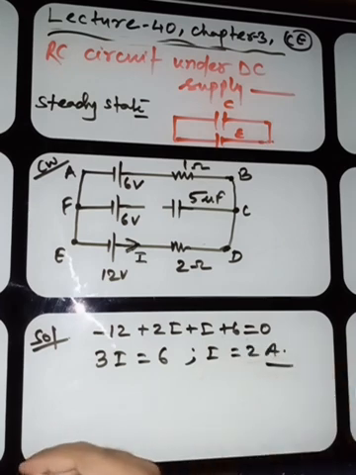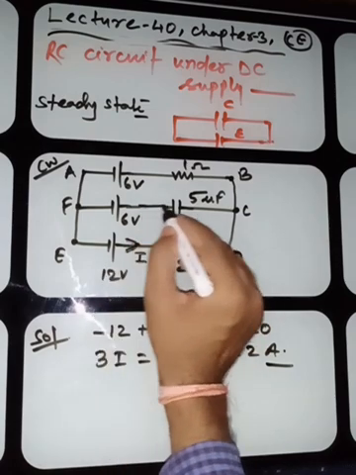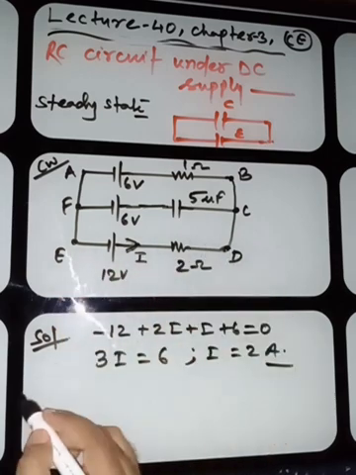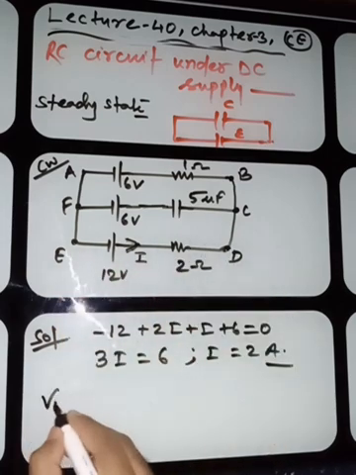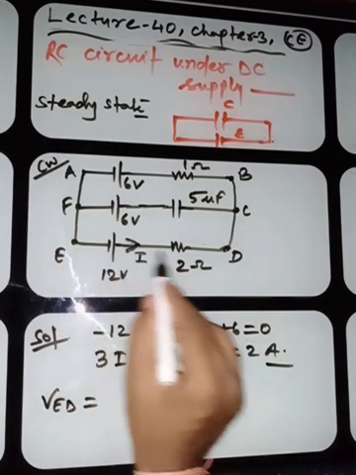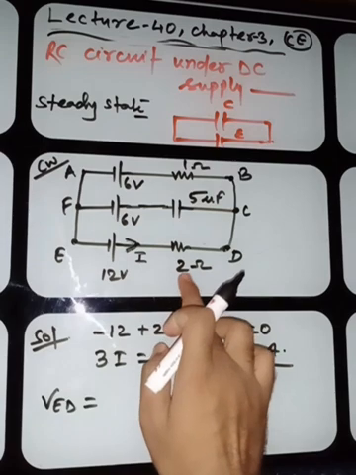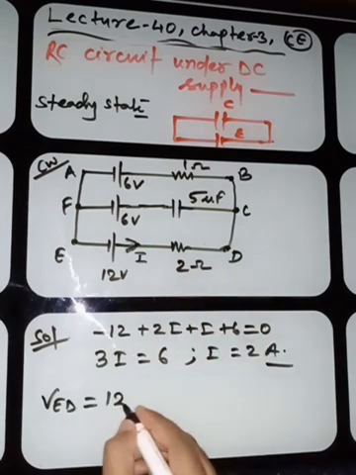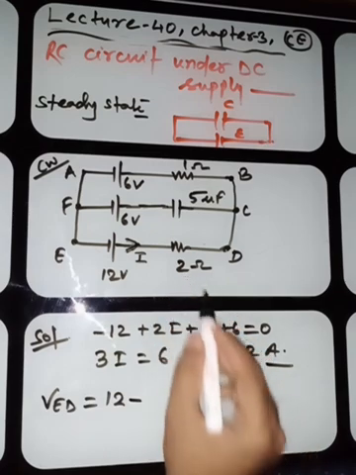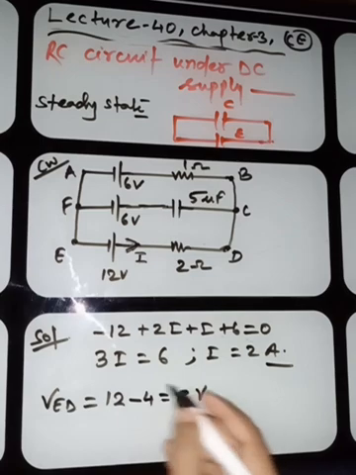If it is 2 ampere, what will be the potential across ED? It was connected. Let me connect it. So the potential across ED will be the 12 volt minus this potential, because this battery will lose potential across this one. So it is 12 minus how much? The current is 2 ampere and 2 times 2 is 4. So it is 8 volt.